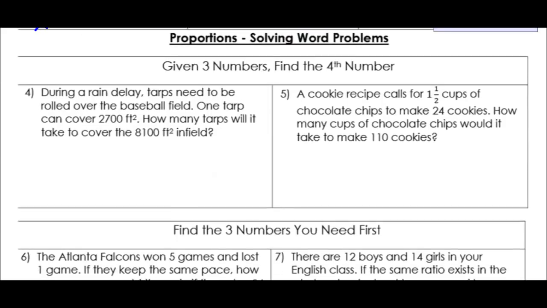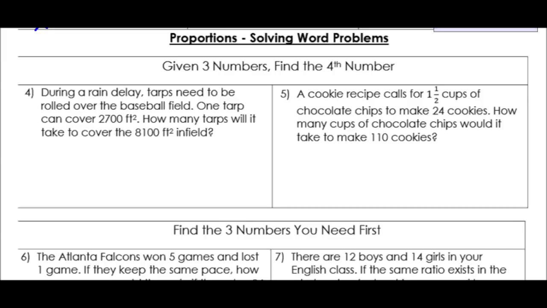All right, now we get into some serious word problems. On these first two, we're just going to be given three numbers, and we're going to find the fourth. So it's exactly like we just did. We're going to cross multiply to solve for that last number, and we're going to be given all the numbers that we need. Then in the next example, we're actually going to need to think one step ahead about what three numbers we need to actually solve for that fourth one.